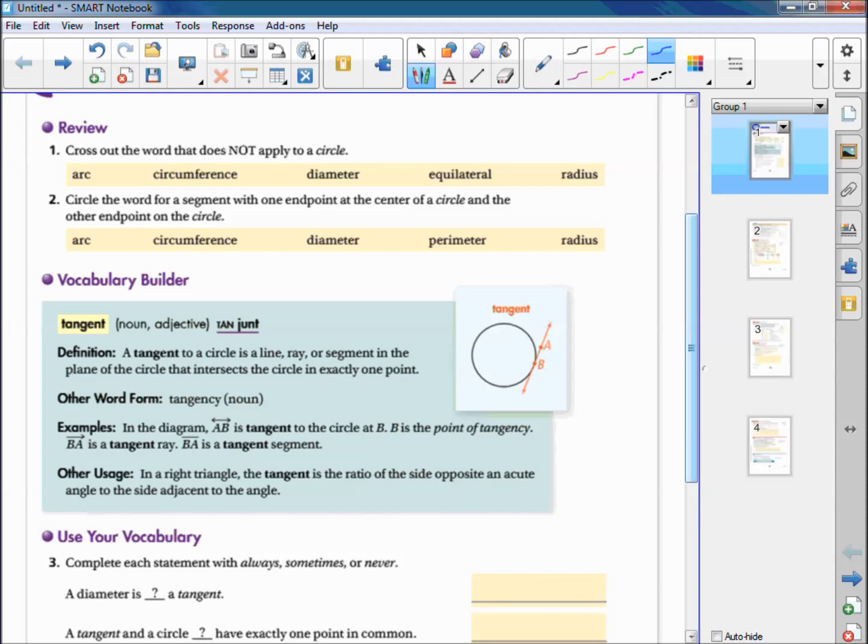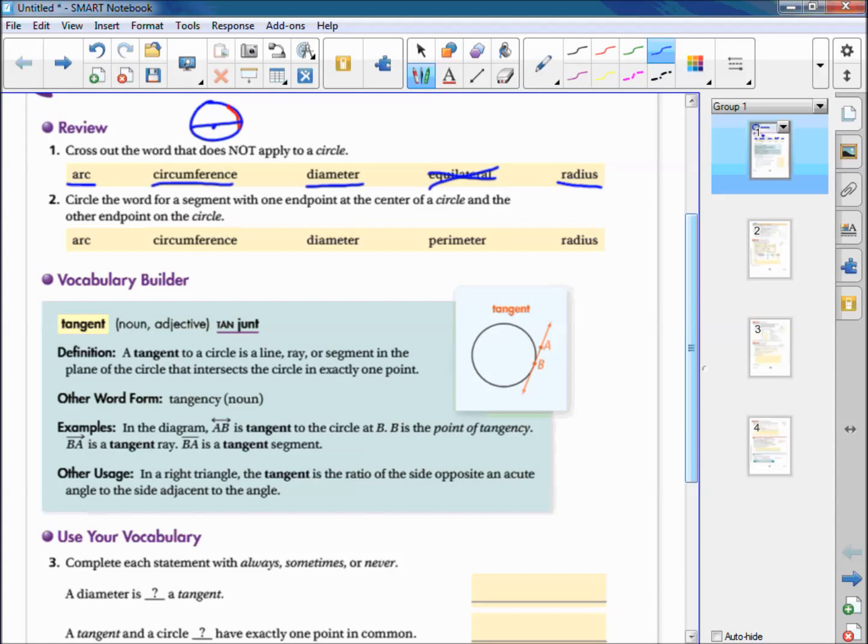All right, so cross out the word that does not apply to a circle here. So we have arc, that's, remember, part of a circle. So that might be an arc there, a minor arc. We have circumference, that's the distance around a circle, so we're going to keep that one. We have diameter, that's the distance across the middle of a circle, a segment through the center of the circle. Equilateral is for a triangle, that's the one we're going to cross out, and then radius goes from the center to the outer edge of a circle.